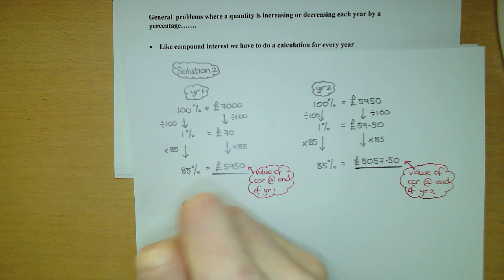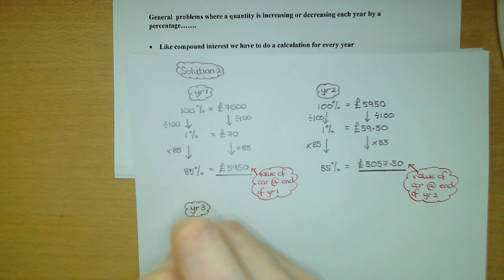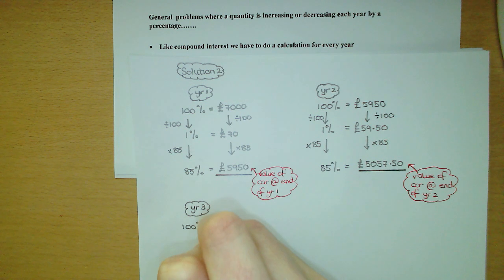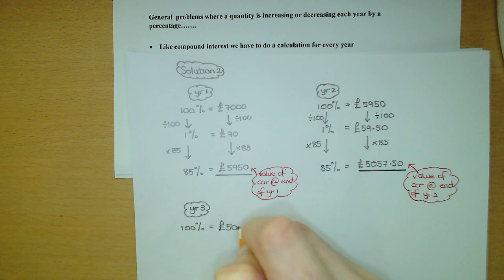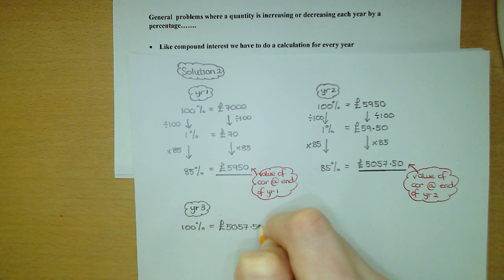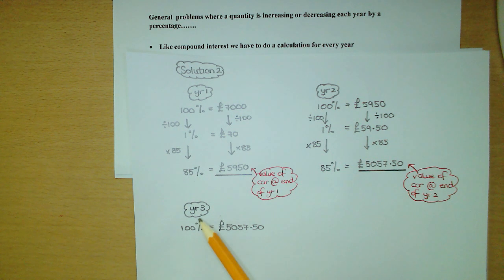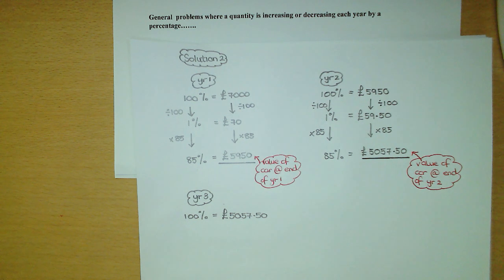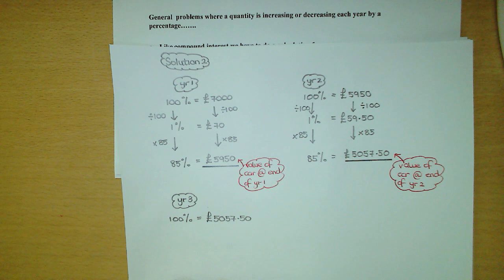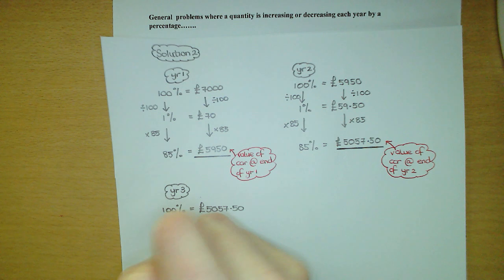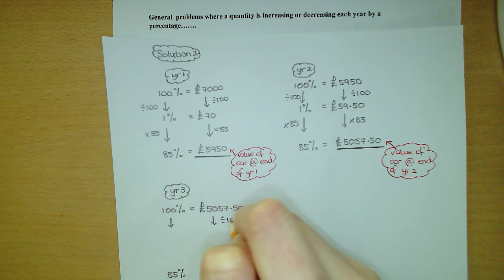And every year is a new calculation, and you start every new calculation with 100%, but it's just equal to a different value. So the current cost is £5,057.50. So like the previous years, the cost of the car goes down by, sorry, not 6%, 15%. It was worth 100% at the beginning. It's now going to be worth 85% at the end of that year. So we have to work out 85% again. So we're going to divide both sides by 100. That will get us 1%.